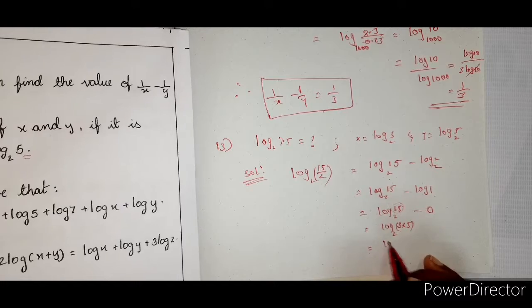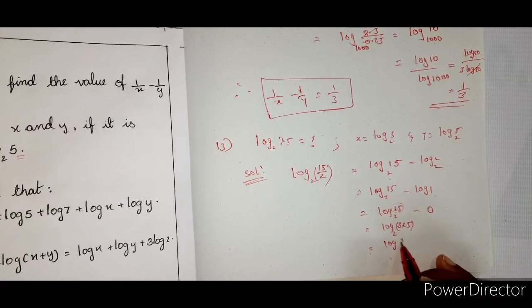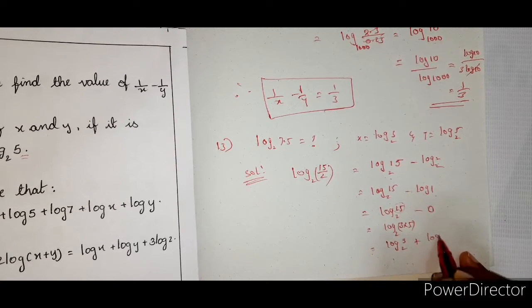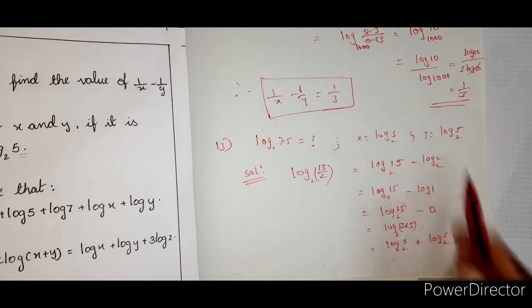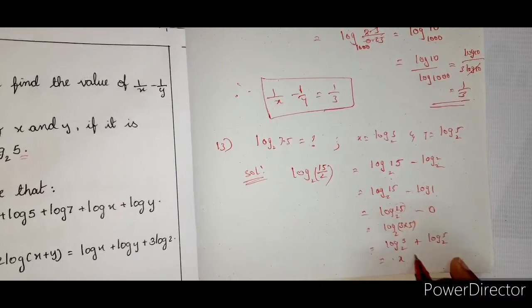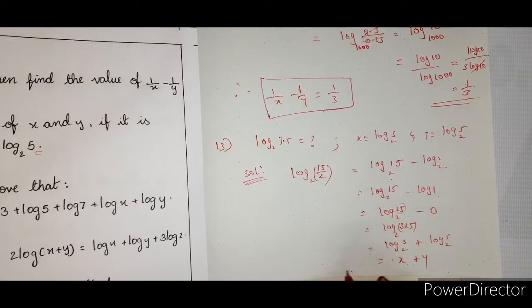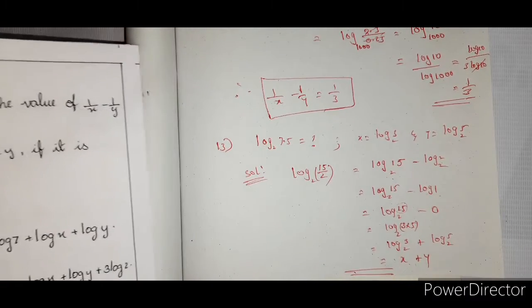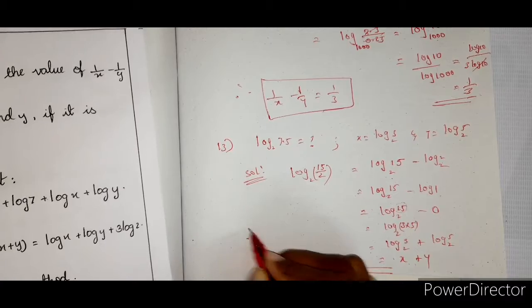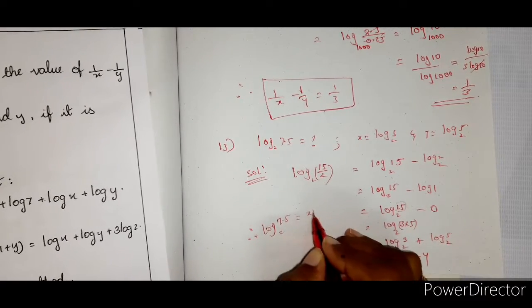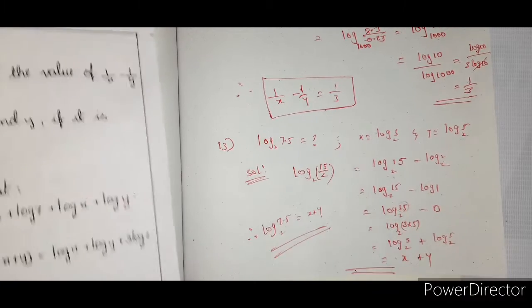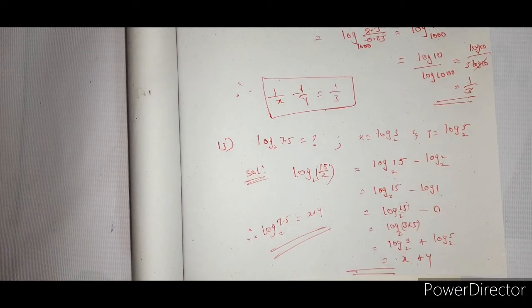So this can be split as log A plus log B: log 3 base 2 plus log 5 base 2. What is log 3 base 2? x. Log 5 base 2? y. So that is equal to x plus y. So this is the answer. Therefore, log 7.5 base 2 is equal to x plus y. Please note it down. You can also take the screenshot.